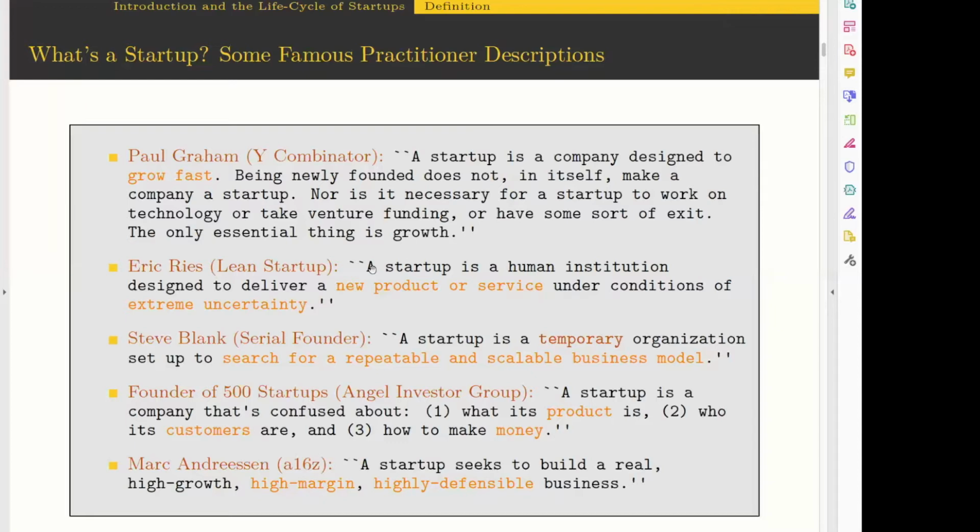And he says, look, a startup seeks to build a real high growth, high margin, highly defensible business. What we're talking about here is long-term margins and the ability to preserve them. Those things need to look attractive, because you know what startups do early on in their life? They do a lot of things, but from a financial perspective, they lose a lot of money. So if your cash flows are negative for many years, the only way you can generate value today is if they eventually become quite positive, right? And that can only happen if you're able to defend your turf.